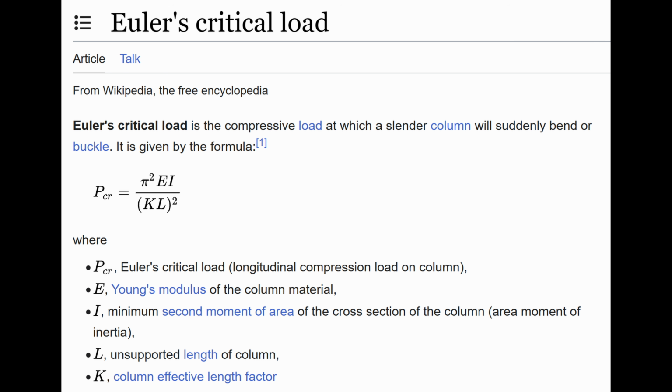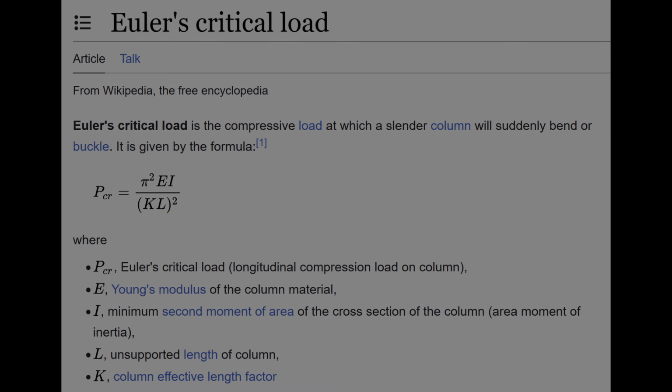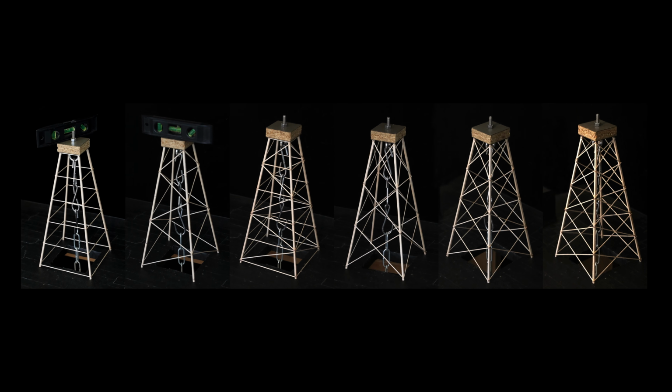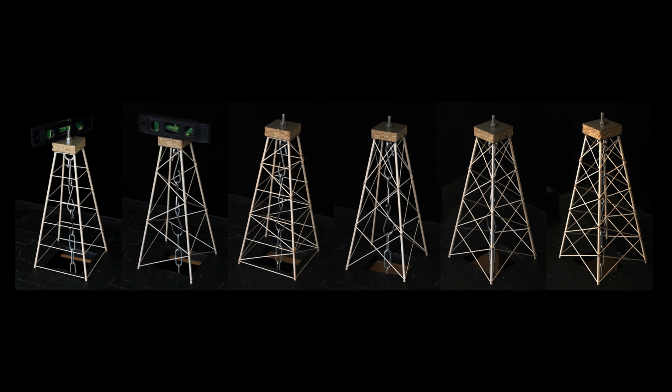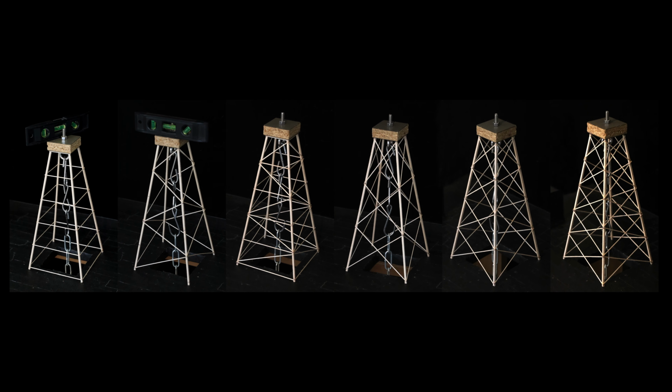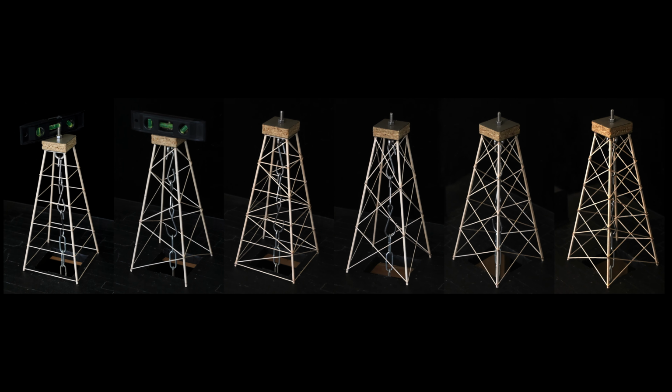In all seriousness, this is a really important thing to understand. To summarize, simple material properties like density and cross-sectional area have a linear relationship to critical load, but the length of the column has a squared relationship. In the next video, we'll finally start to build and test some towers to see if what we just learned about buckling applies to our real-world devices.